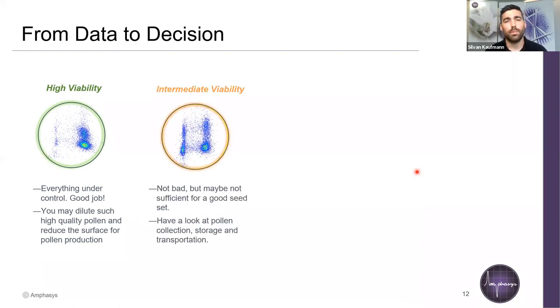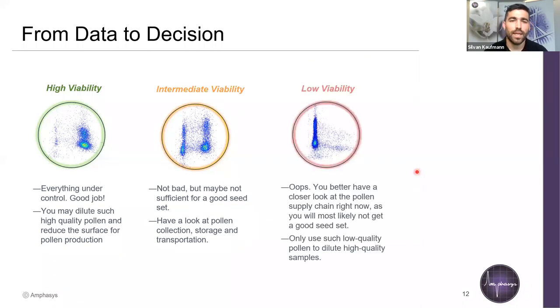If you have an intermediate viability like this one, it's definitely not bad, but depending on the behavior of your crop or cross, it may not be sufficient to get the best seed set. And here you could look at pollen collection, storage, or transportation. If you have a low viability sample, like in this case here, you better have a look at the pollen supply chain because you will most likely not get a good seed set. You still don't really have to discard such a sample. You can maybe still use it as a diluent for high quality pollen in case you have such a pollination recipe in place.